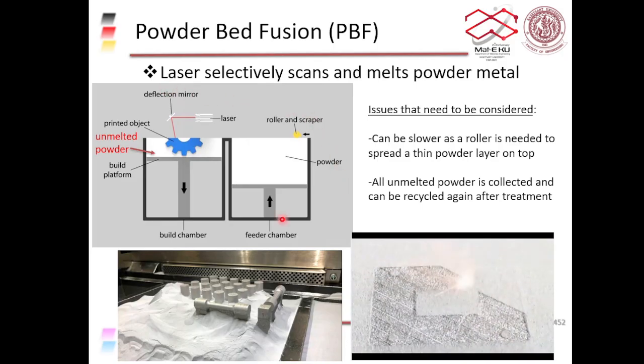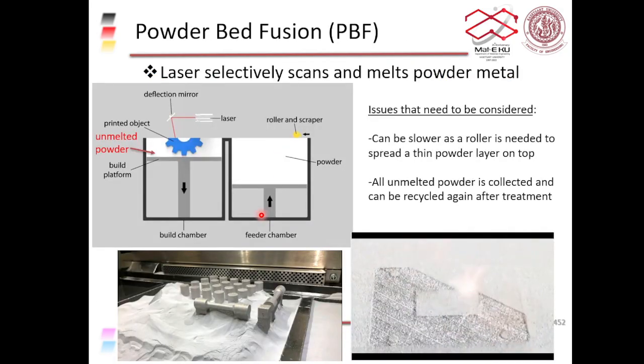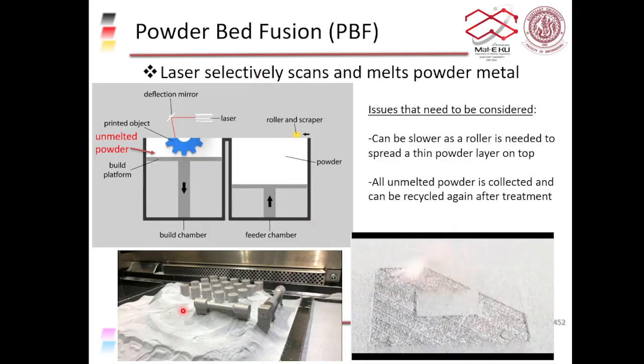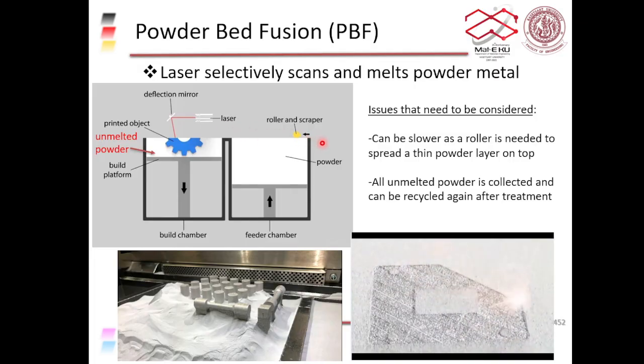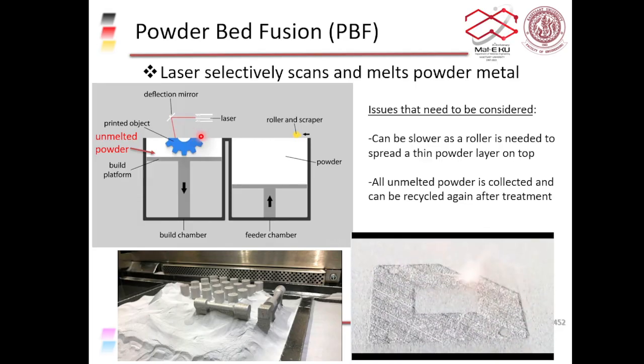Okay, so the next technique is powder bed fusion, or selective laser sintering, like I mentioned earlier. This is another name for it. It's called powder bed fusion. So basically, you have a powder bed. You have a roller and scraper to make the surface flat, and then the laser will come down and print on the surface just like this.